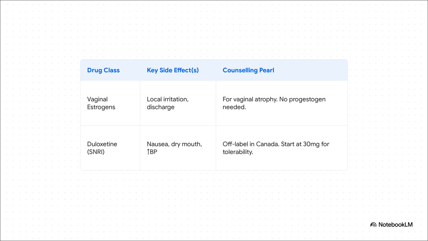For duloxetine, you have to emphasize that this is an off-label use in Canada. You've got to counsel heavily on the side effects, especially nausea and potential blood pressure increases. And always suggest starting at a low dose, like 30 milligrams, to see how they tolerate it.